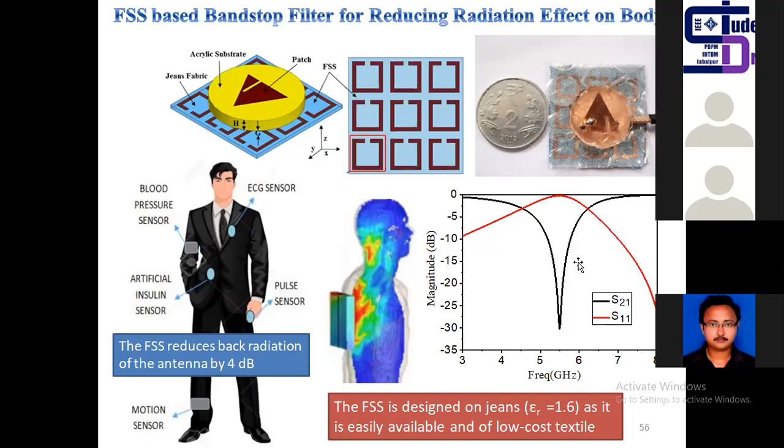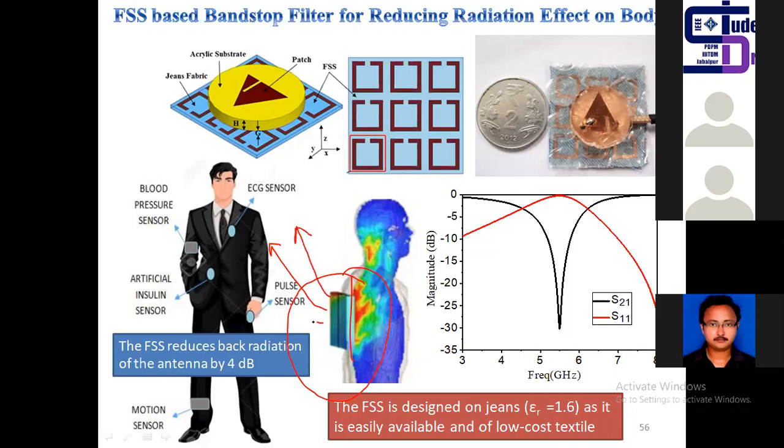Because throughout the day you have to switch on the system, and maybe the radiation is slowly affecting your health. So what you can do is, if you can see the SAR, the specific absorption rate, is more in that particular region, you can place some FSS in between the antenna and the body part. So this FSS will minimize the radiation towards the body, because there is no use of the radiation towards the body.